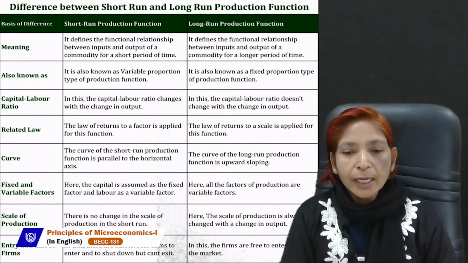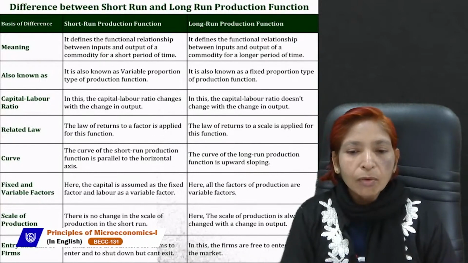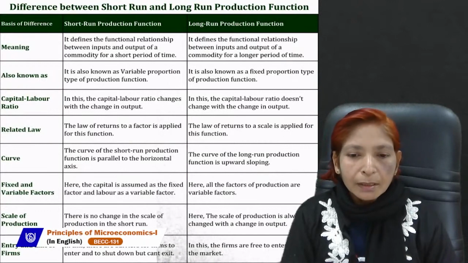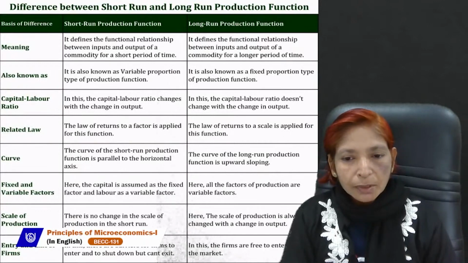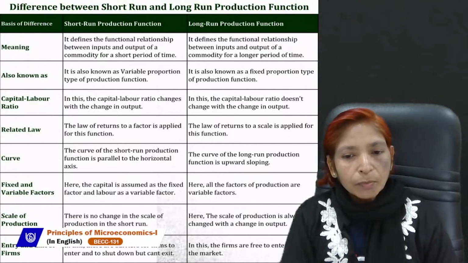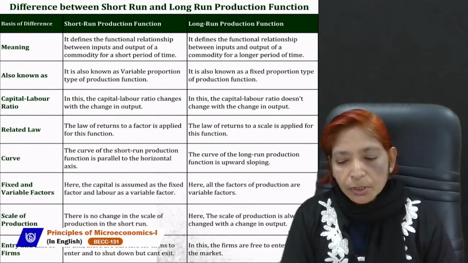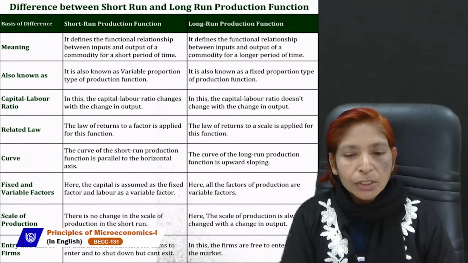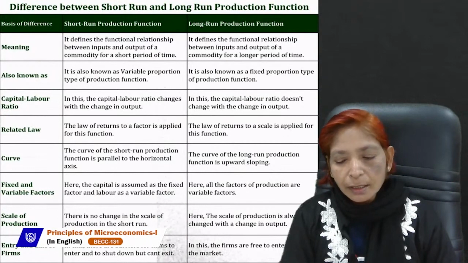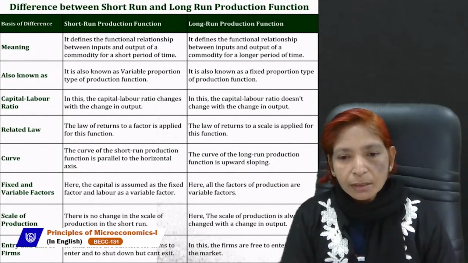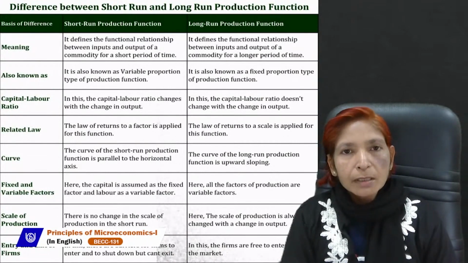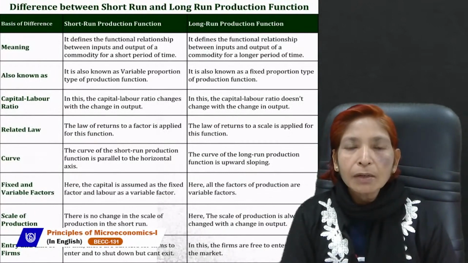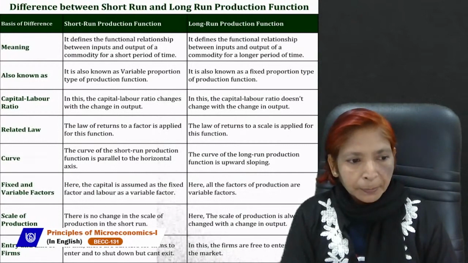If we take labor on x-axis and capital on y-axis and we have too much time, we can easily change both the factors' units according to the level of output. So in long run, if labor and capital both can change simultaneously, in this case, production curve will be upward sloping or a 45-degree line, which starts from the origin.